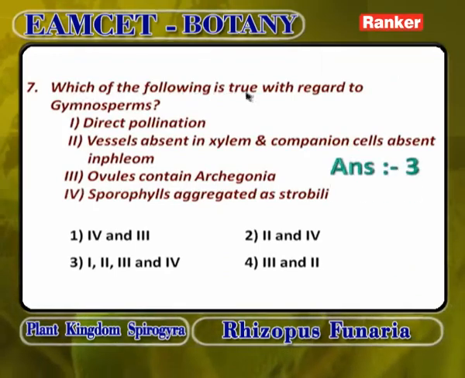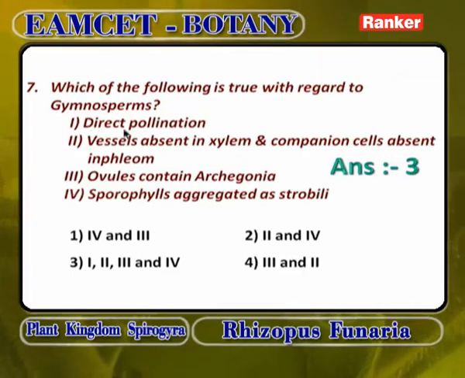Which of the following is true with regard to gymnosperms? So, we have discussed thallophytes, bryophytes, pteridophytes, now gymnosperms. Gymnosperms show direct pollination. What is direct pollination? The 3-celled microspores liberated from the microsporangium, with tube cell, generative cell, prothallial cell, directly come and attach to the ovule. No question of going to stigma, then stylar canal, then to ovule. Here the pollen grains or microspores directly reach the ovule.